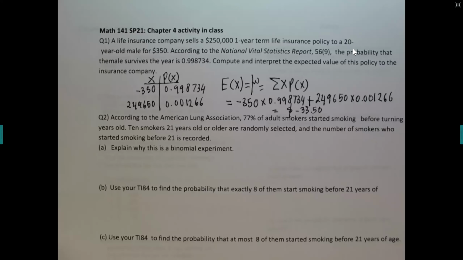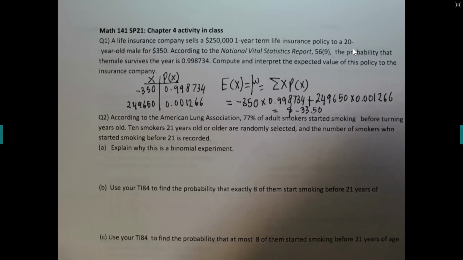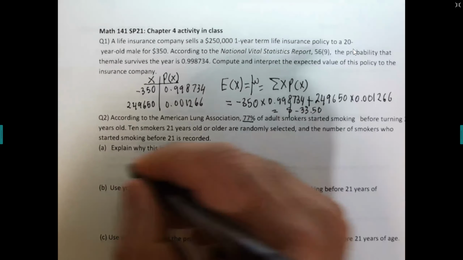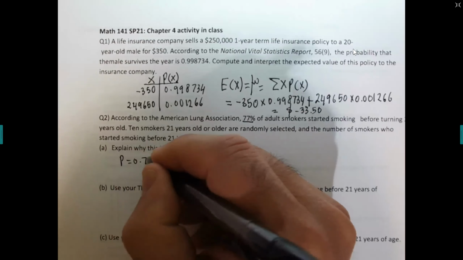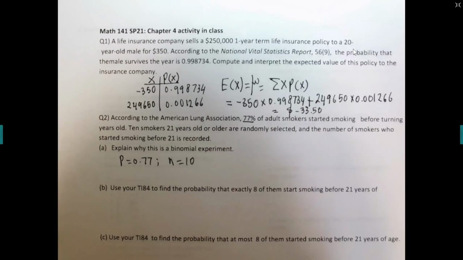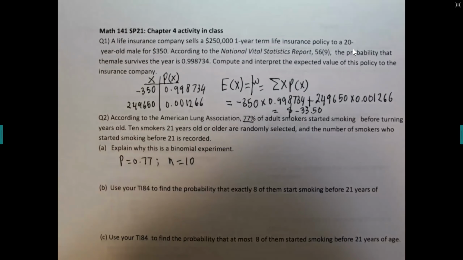According to the American Lung Association, 77% of adult smokers started smoking before turning 21 years old. So 77%, guys, is the probability of success. P is 0.77. What's N here? 10 smokers, so N is 10, are randomly selected. And the number of smokers who started smoking before 21 is recorded. Explain why this is a binomial experiment.